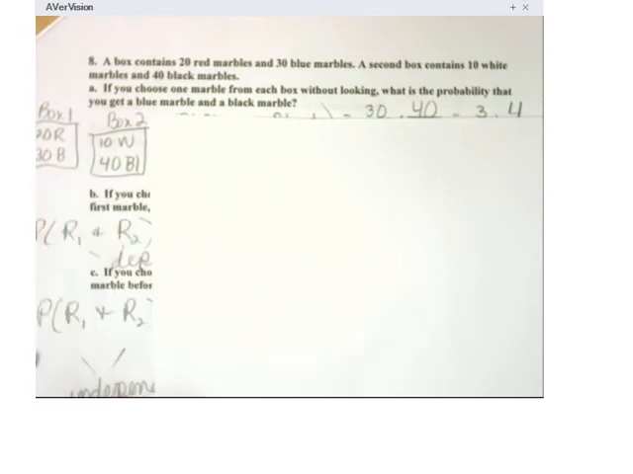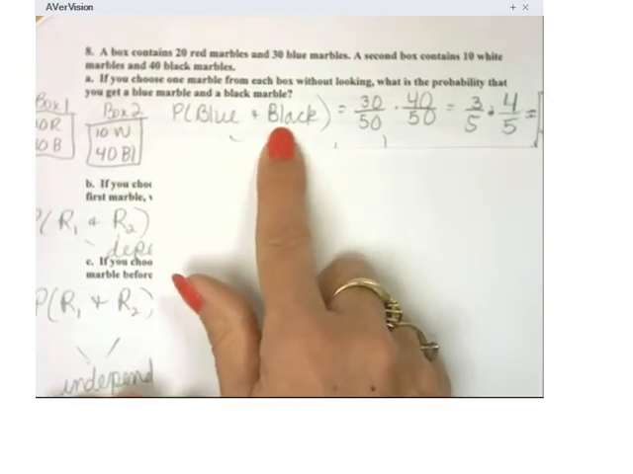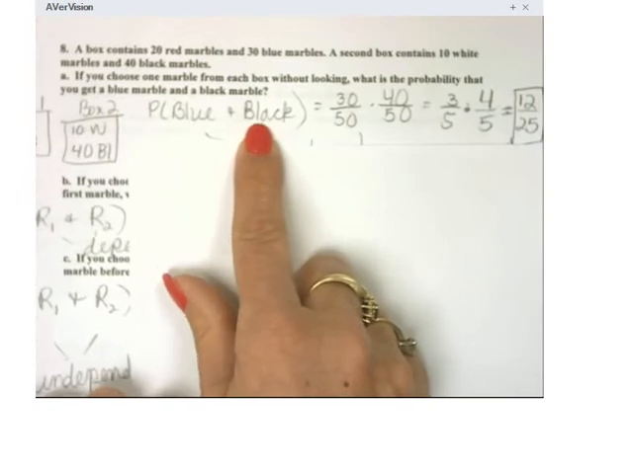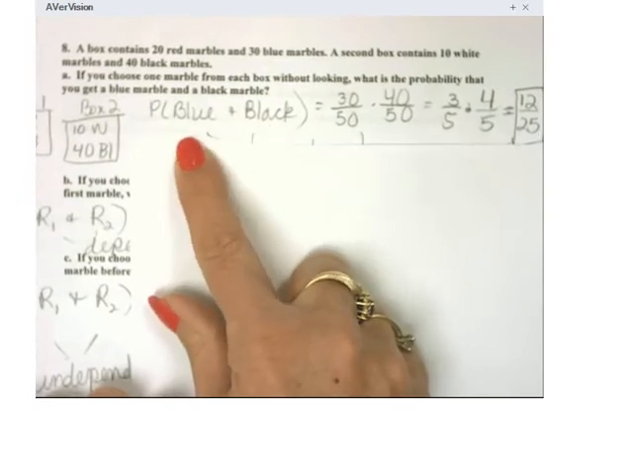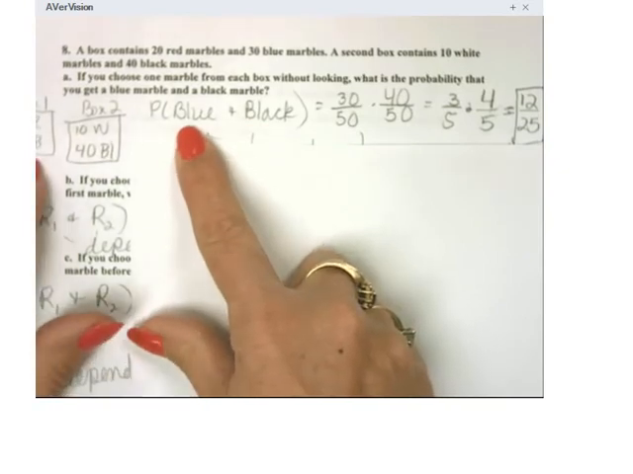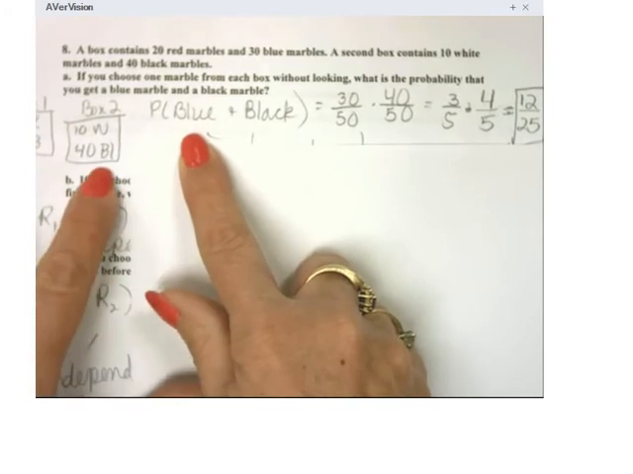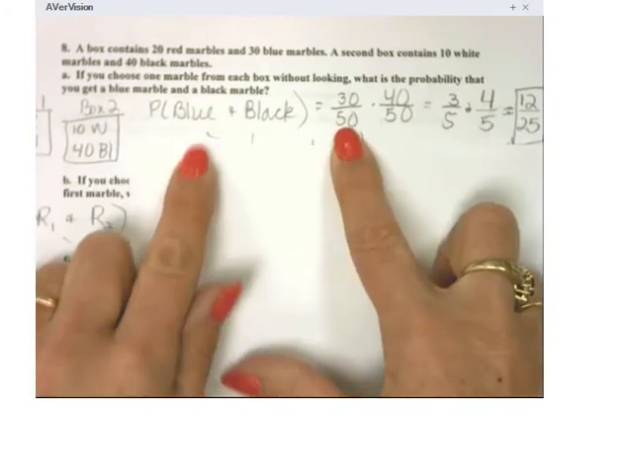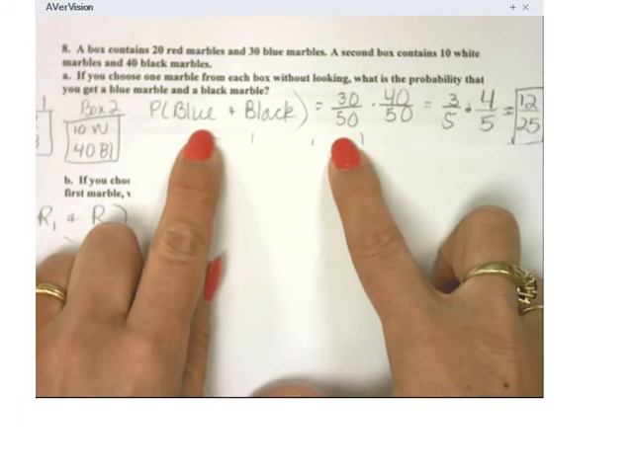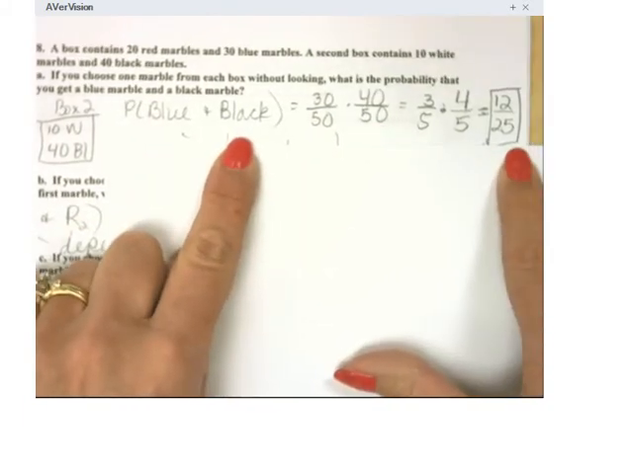Well, we're picking one from each box. So we want to find blue and black. We want the intersection of those two. But notice that these two will be independent because the likelihood of you pulling a blue one out of this first box is going to have absolutely nothing to do with pulling a black one out of this box. So we can just find the probability of blue times the probability of the black and get our intersection.